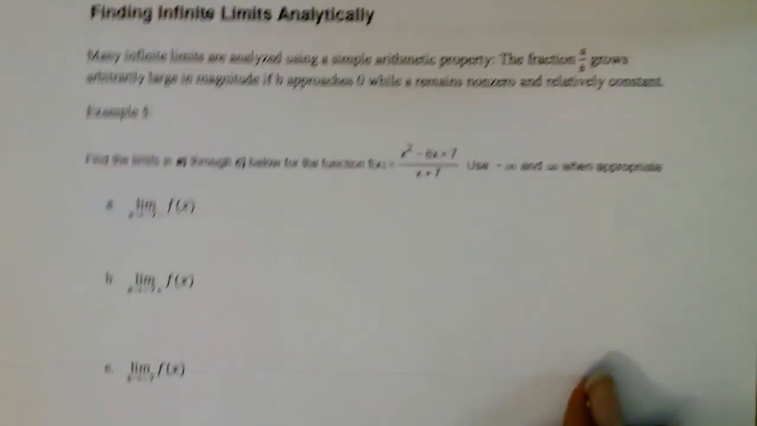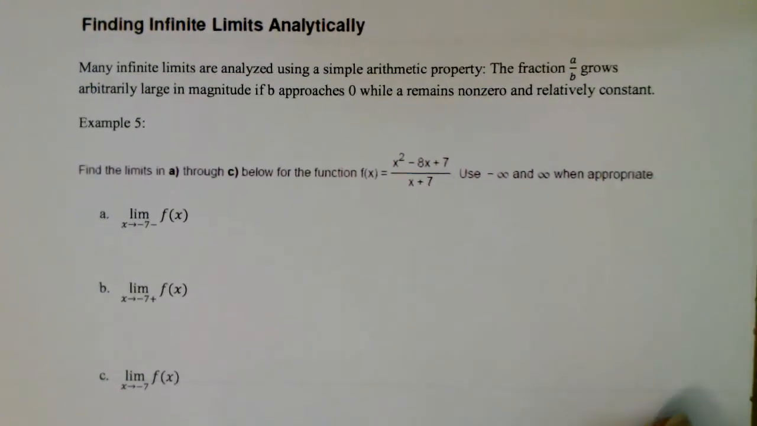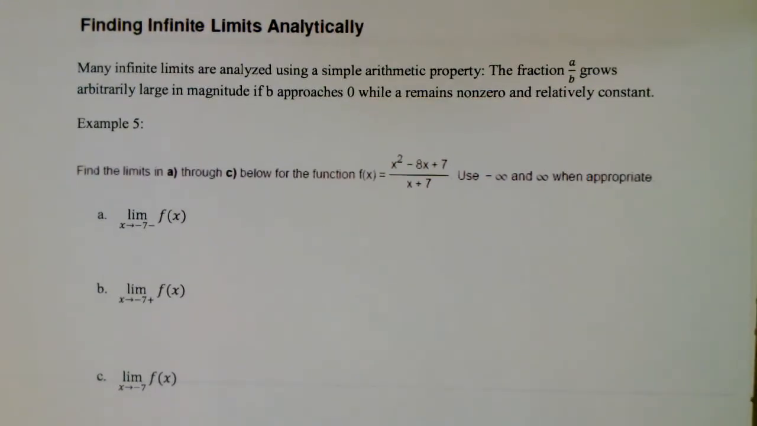Okay, now let's find infinite limits analytically. Many infinite limits are analyzed using a simple arithmetic property. The fraction a over b grows arbitrarily large in magnitude if b approaches 0 while a remains non-zero and relatively constant. Okay. Now with this, let's look at example 5 here.